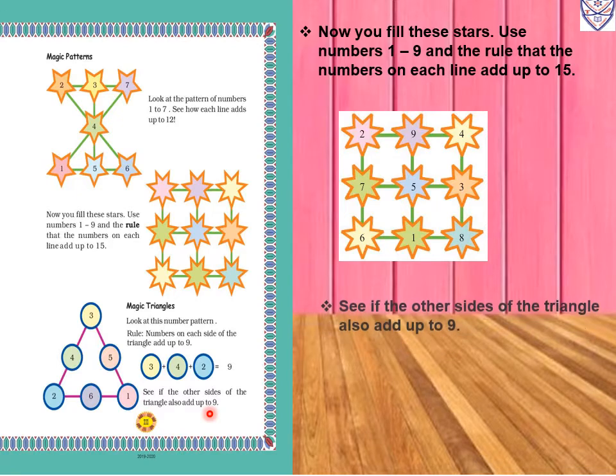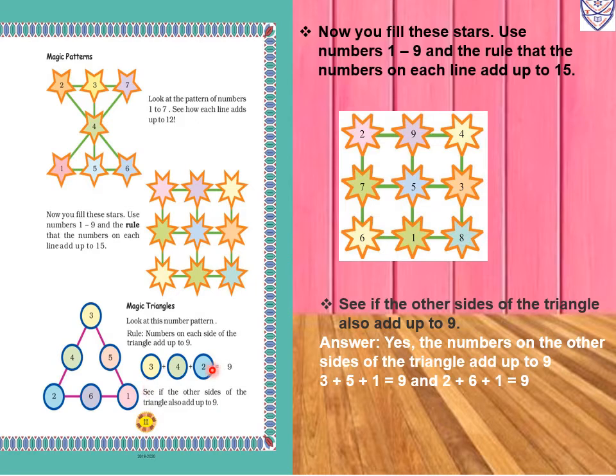So if we see this side, this will give 9. Yes, the numbers on the other side of the triangle add up to 9. So 3 plus 5 is 8, 8 plus 1 is 9. Same way this side: 2 plus 6 is 8, 8 plus 1 is 9.